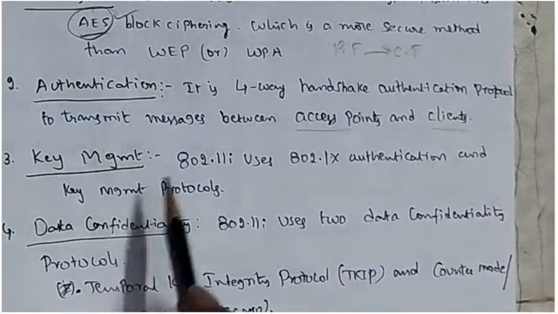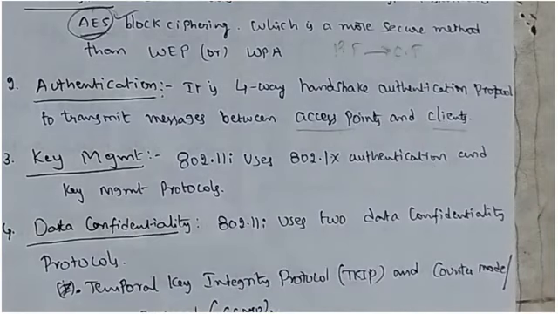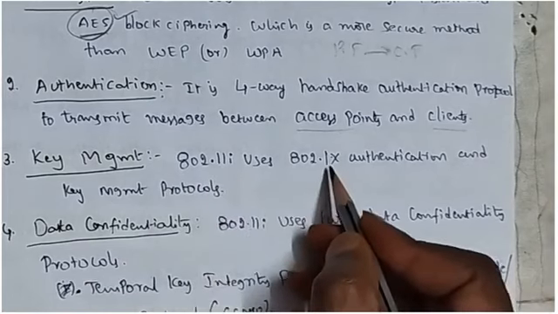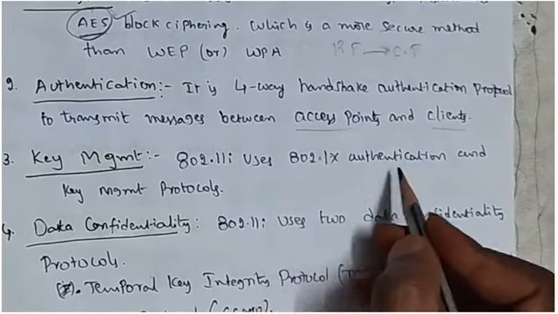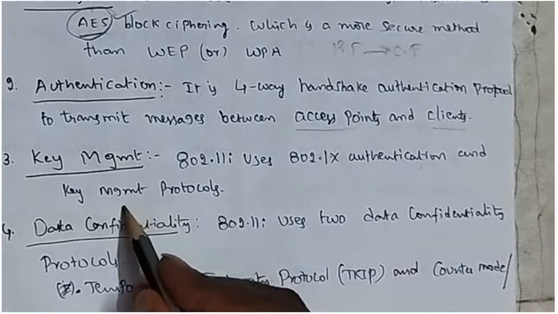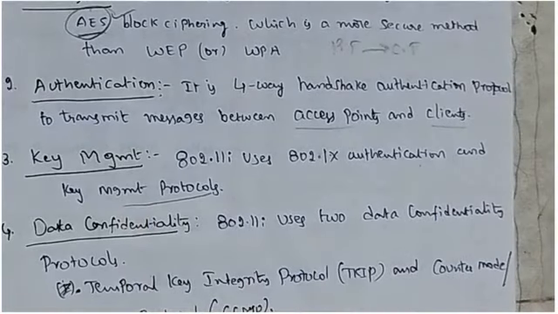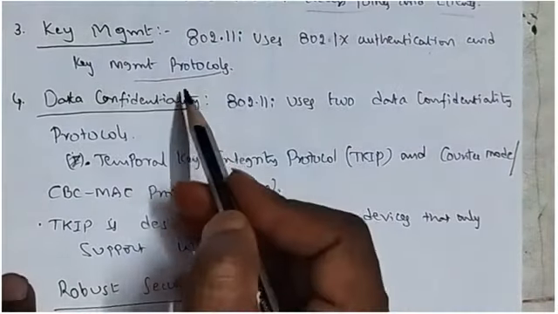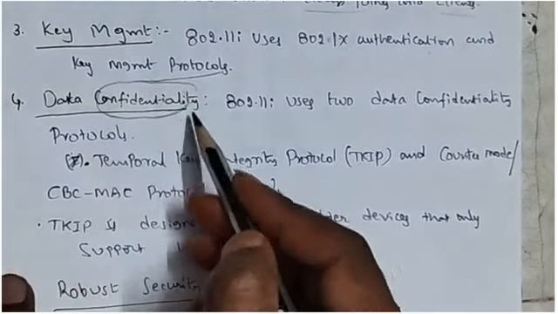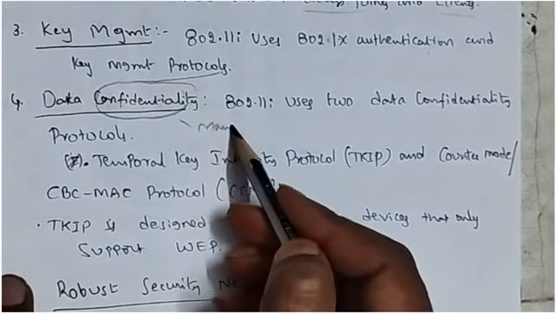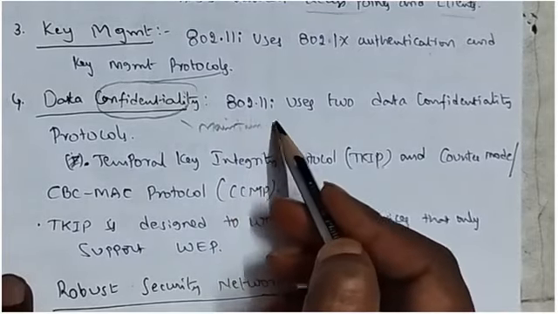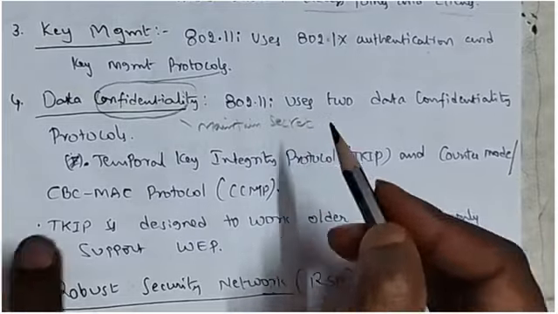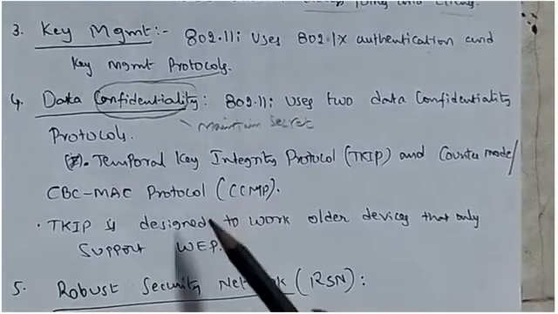The next one is key management. What is the meaning of key management here? 802.11i uses 802.1X authentication and key management protocol. And the next one is data confidentiality. What is the meaning of data confidentiality? Confidentiality is nothing but maintaining secrecy. Maintaining secrecy is called confidentiality.